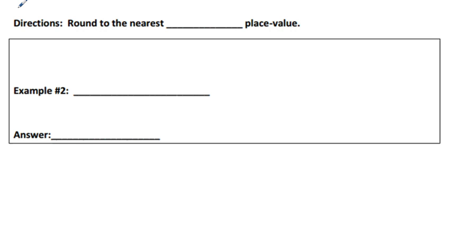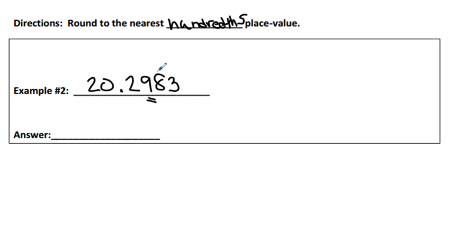In the second example, we're going to round this to the nearest hundredths place. The number is 20.2983. Just like in the first example, I'm going to underline the number in the hundredths place. That is the 9. That's the number I'm rounding to. And I'm going to circle my deciding number, which is the 8. I don't care about this 3. It really doesn't matter. So 5 or above, give it a shove. So I'm going to give this number a shove.